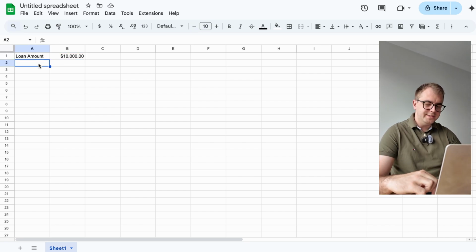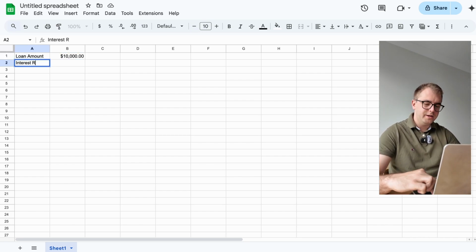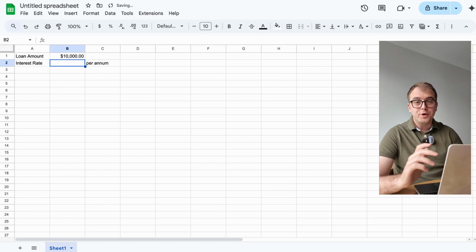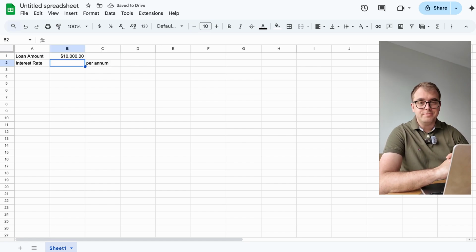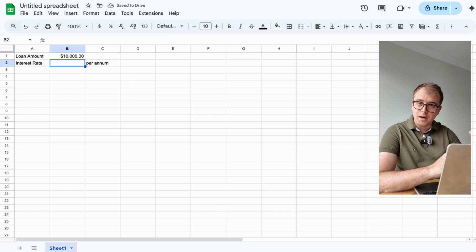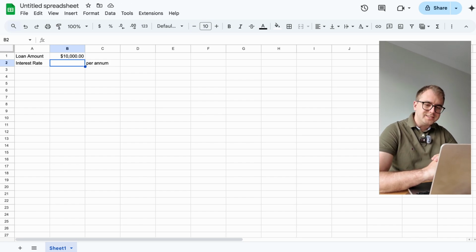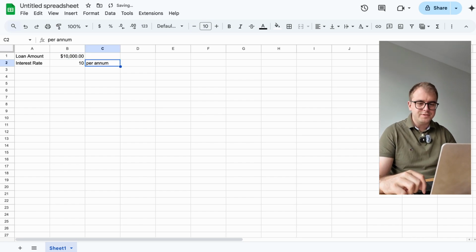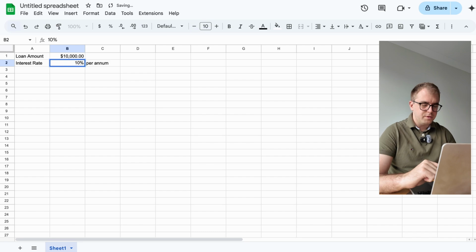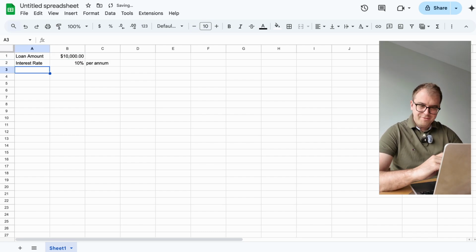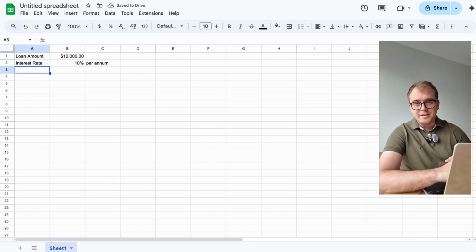The next thing we need is the interest rate. So I'll just keep that one in. And what we do is we talk about this one on a per annum basis, or per year. So if you have a mortgage, it might be 5-6%. If you have a credit card, it might be 20. So what I'll do in this simple example is just use a rate of 10% with a percent sign, and there we have it.